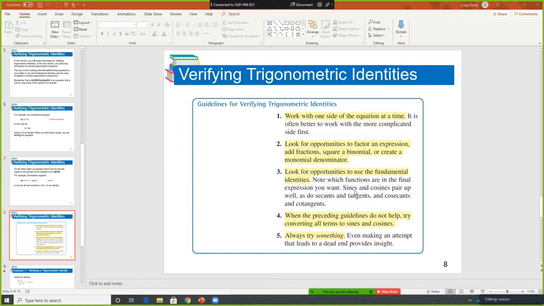This says when the preceding guideline does not help, try converting all terms to sines and cosines, right? Anytime you have a tangent, you can change it to sine over cosine. If you have a cotangent, you can change that to cosine over sine. So there's ways to get around using cotangents and tangents. If it's a cosecant, you can change it to 1 over sine. If it is secant, you can change it to 1 over cosine.